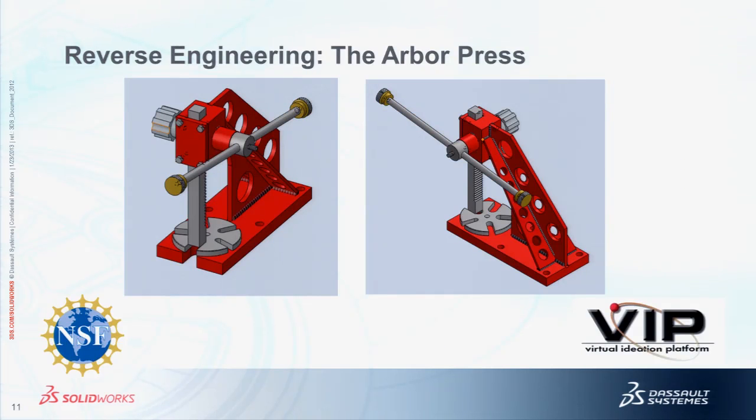So here is the arbor press, second project. This arbor press has been with the Central Maine machining program for years. This is part of the things that they made. Again, this is sponsored through an NSF grant as we worked with this.